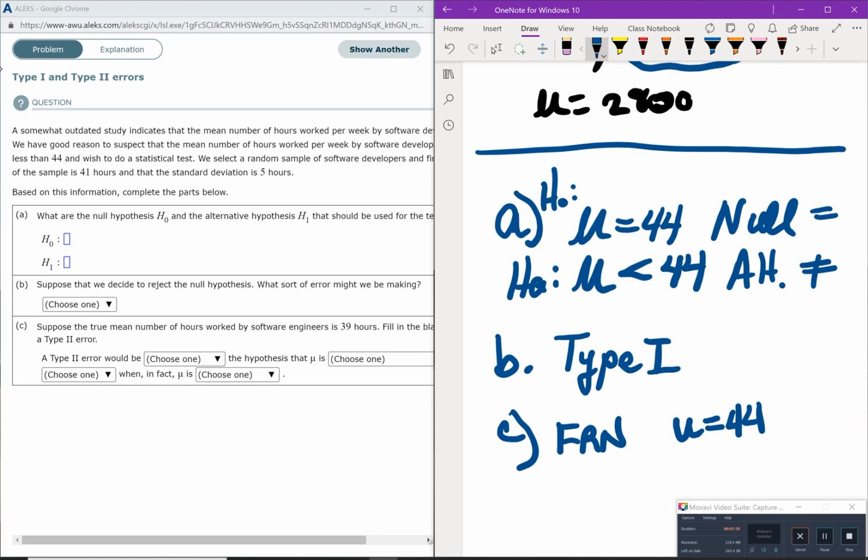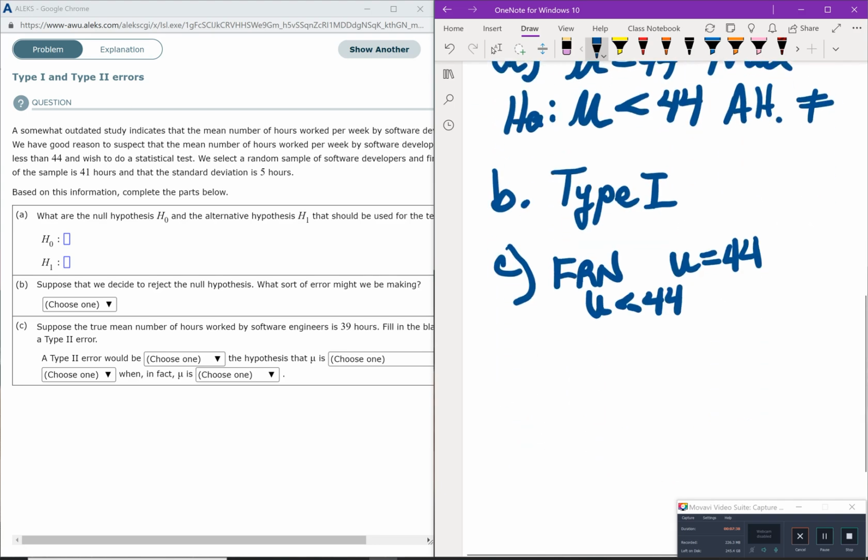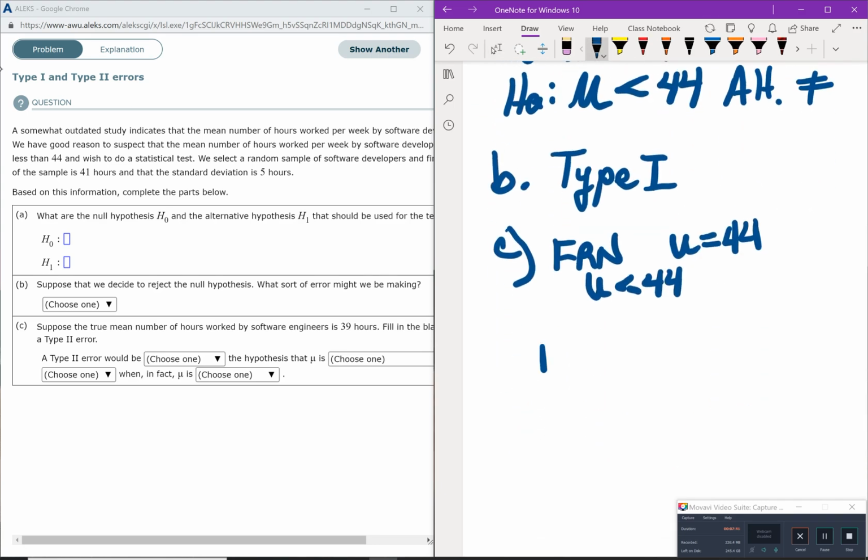When in fact mu is less than 44. When you drop down the menu, one of the options is the inequality. If you notice that a type 2 error, as stated in the notes, so type 1 error is rejecting a null when in fact it's true.